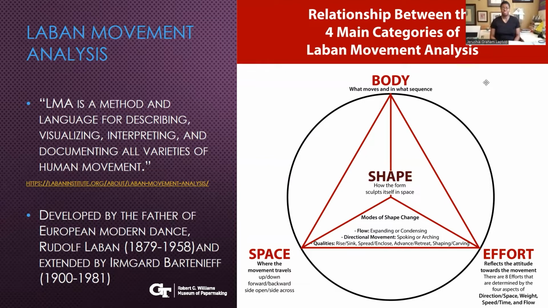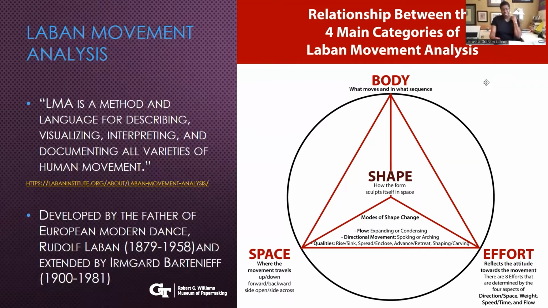Then there's effort, and this reflects the attitude towards the movement. Am I moving kind of lazily to pick something up, or am I moving it with urgency? Effort ends up being broken down into 8 categories, and those 8 categories are defined by how 4 aspects are combined: direction, weight, speed, and flow. And I'll talk about that on the next slide.